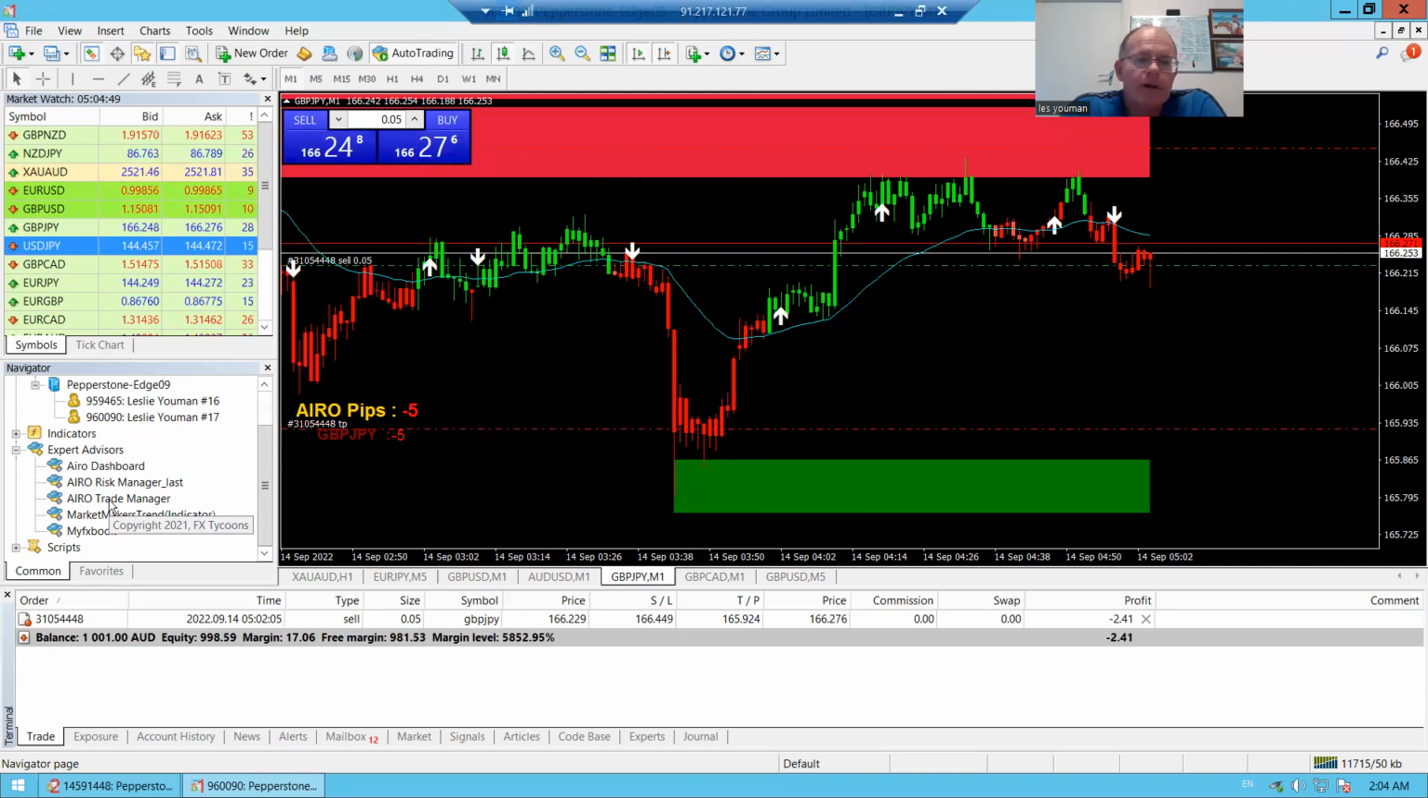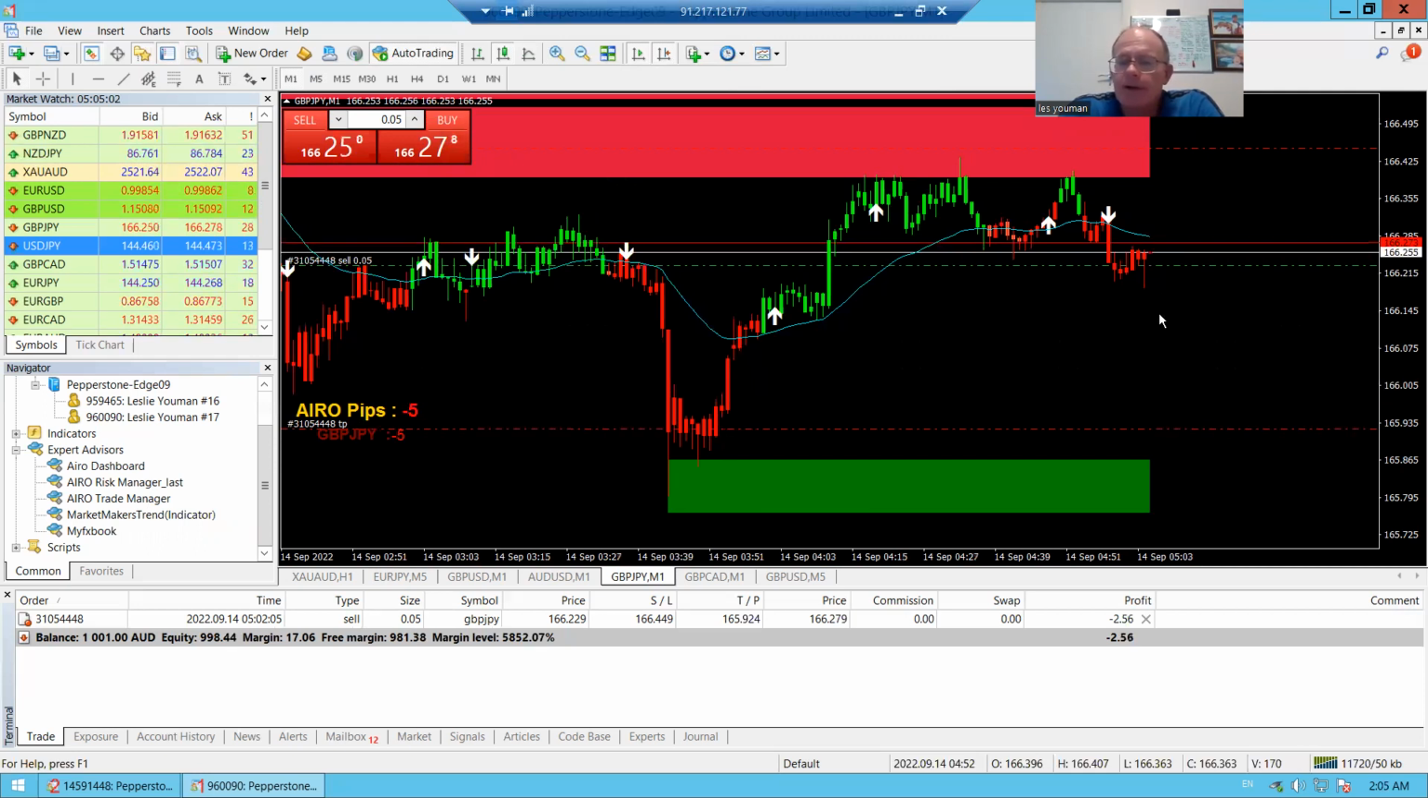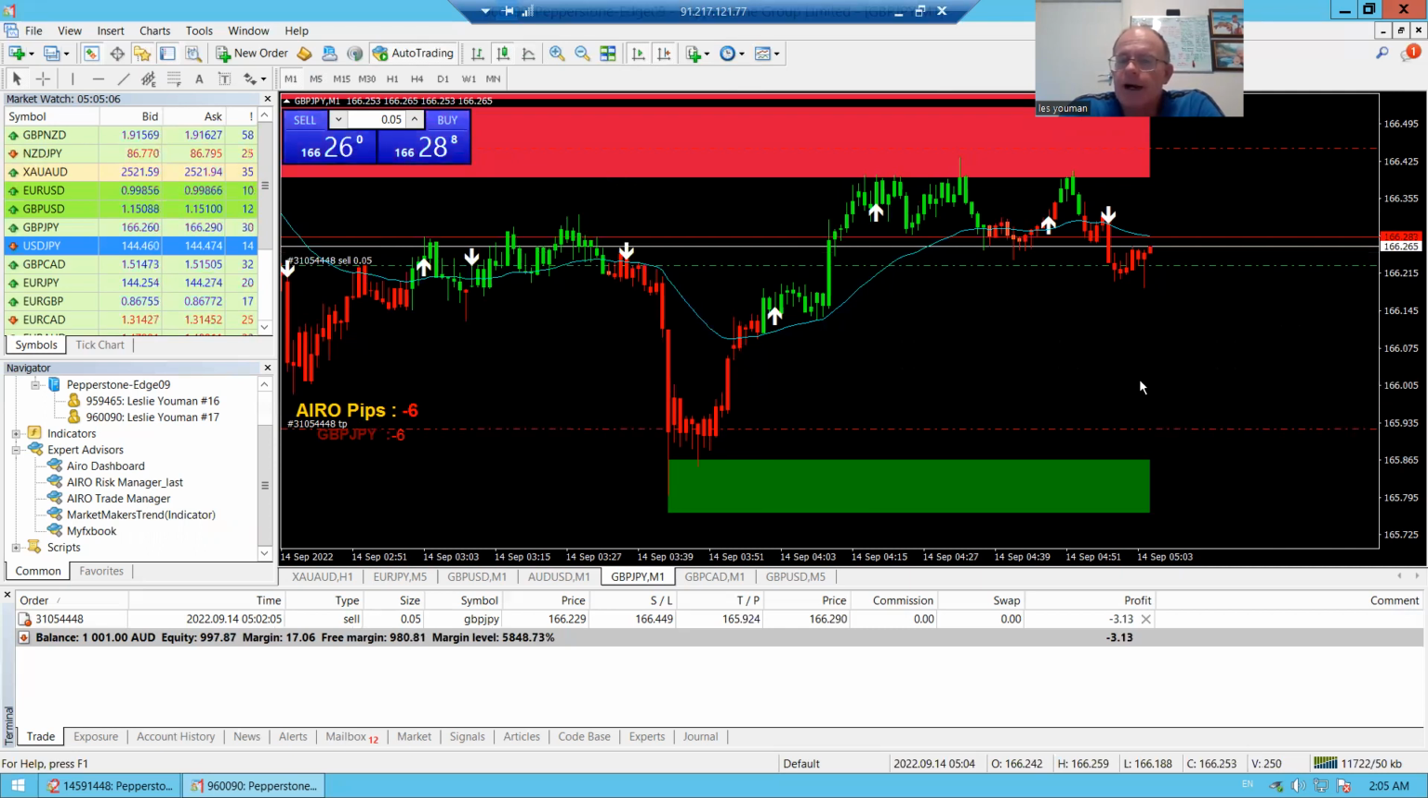I would like to have my trade manager on. I won't worry about it right now, but if I wasn't going to closely monitor this trade, I would put the trade manager on so that I could have a profit lock 1 and a profit lock 2 to look after the trade.